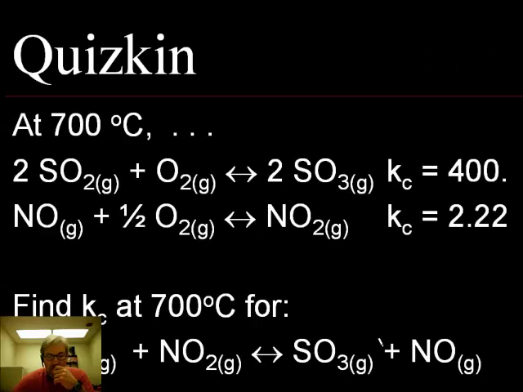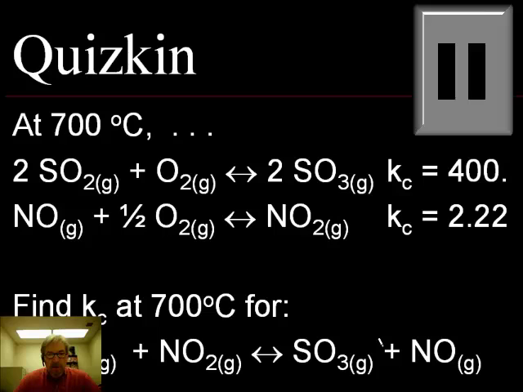Our third question is asking us this. You have 700 degrees C, you have two Kc values given for two reactions, and you're supposed to find Kc for a third reaction at the same temperature. Stop the video and see if you can figure out how to do this. I'll give you an answer and a solution momentarily.